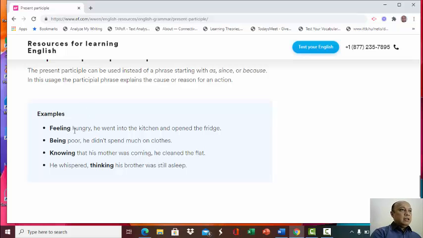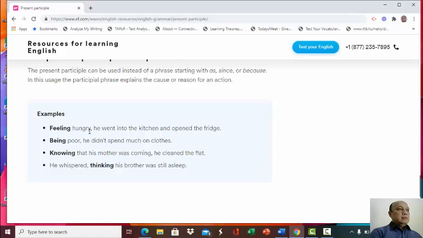Feeling hungry, he went into the kitchen and opened the fridge. Now you can see that this means the same as because he was feeling hungry, he went into the kitchen and opened the fridge. See, now you can delete the word because, then you turn it into present participle. Feeling hungry, he went into the kitchen and opened the fridge. Now, please notice that the subject of the verb feeling is the same as the subject of the verb went. It must be the same.